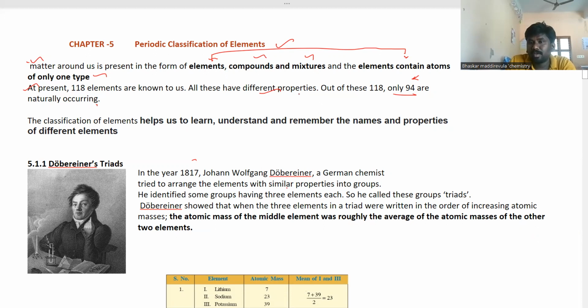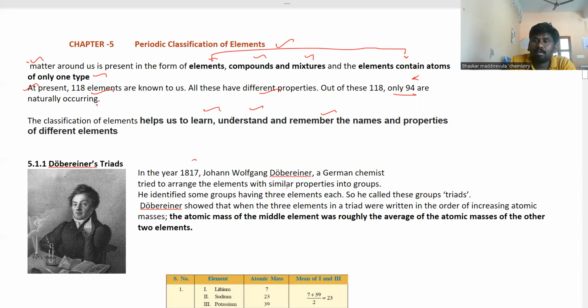Okay. So in your mind, you'll get one question: why is there a need to classify the elements? See here, we have 118 elements. They have different physical and chemical properties. So there is a need to classify the elements. The classification of elements helps us to learn, understand, and remember the names and properties of the different elements. It becomes very easy if we classify the elements. So that's why there is a need to classify the elements.